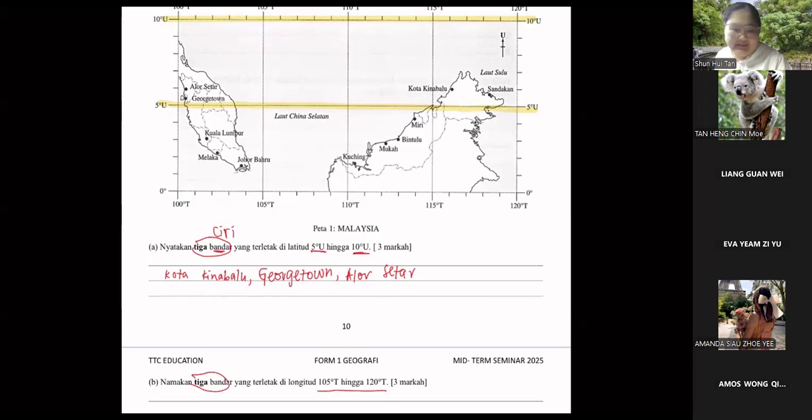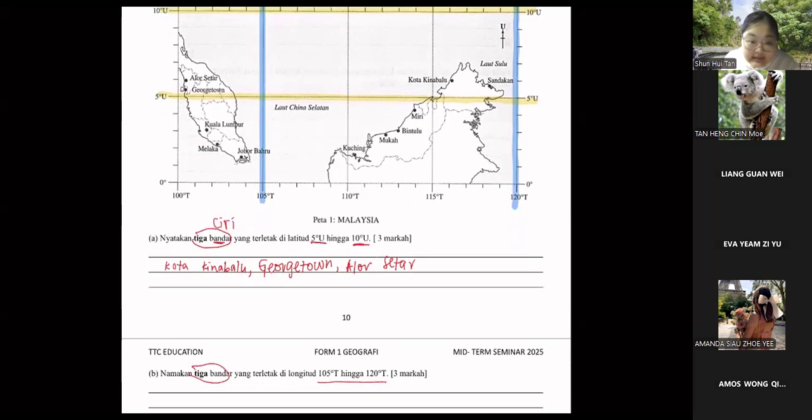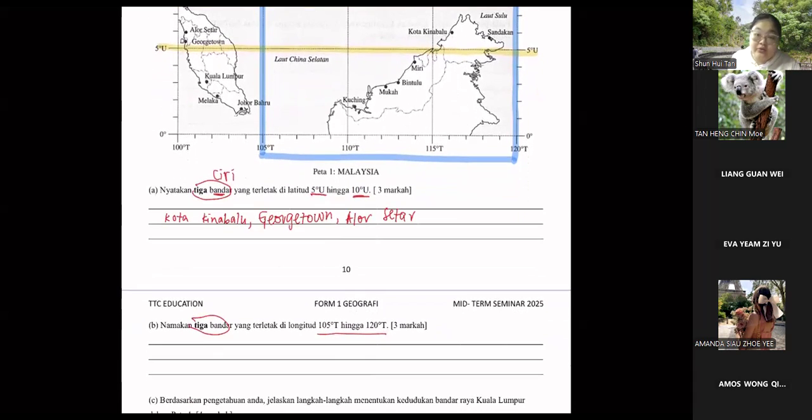Kota Kemuning? What Kota Kemuning? No. Here is Kota Kinabalu, okay. 105 to 120. So look at it, 105 to 120. Look at it vertically. So what area? What city do you have within this area? You have a lot, right? I think you have a lot of answers. Just pick 3. The city that is within the blue color box.